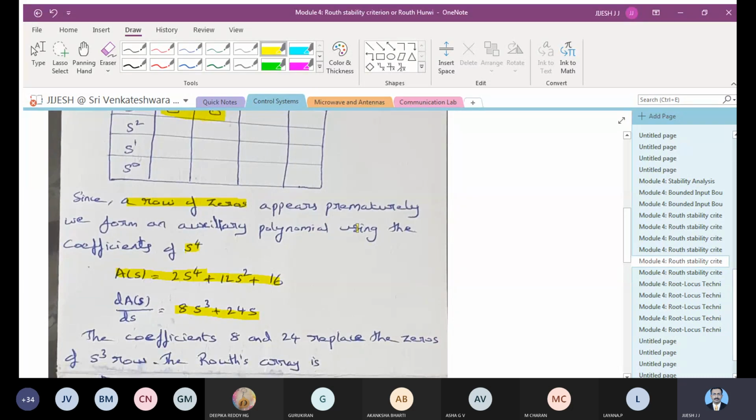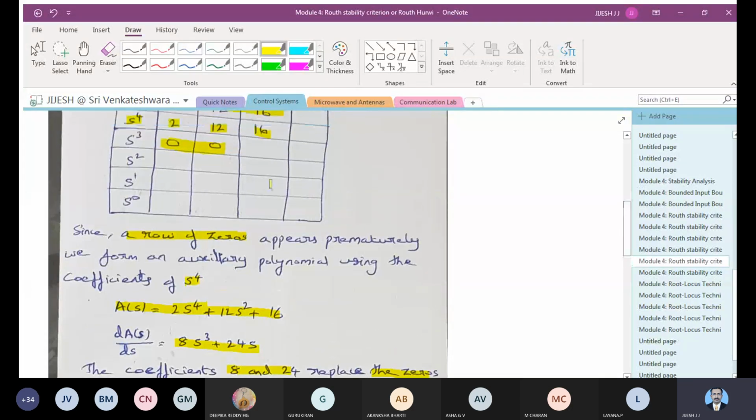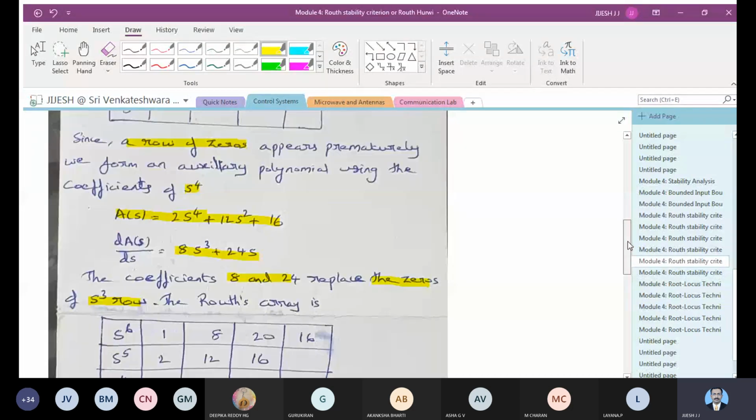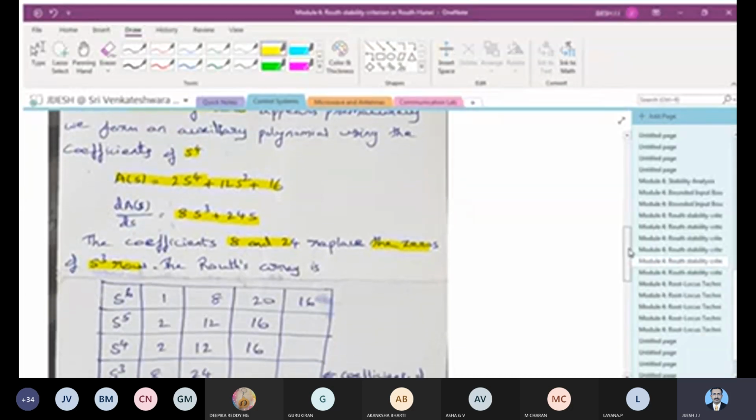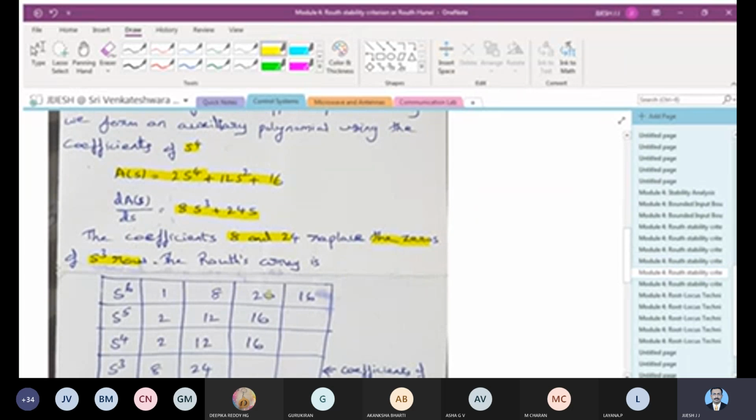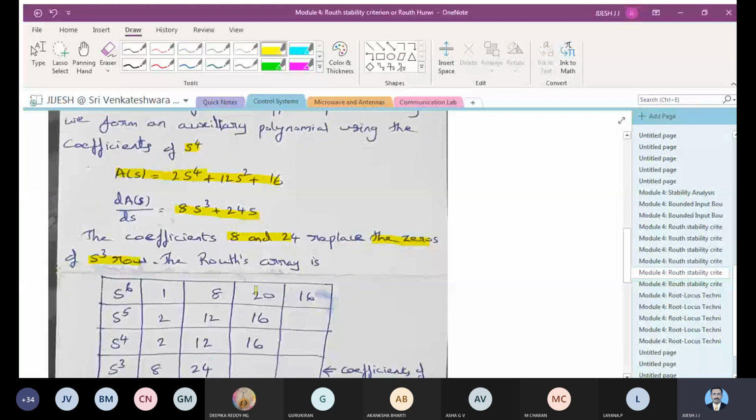So the coefficients are 8 and 24. So when you do the differentiation, you get 8 and 24. And so what you have to do, listen carefully, you have to replace the zeros of the s cube row. Here you have got zeros, no? So you have to replace those zeros by the coefficients 8 and 24. So I am going to rewrite it. So the same thing once again you write it. Draw this once again. Don't override that. Draw the entire diagram once again.